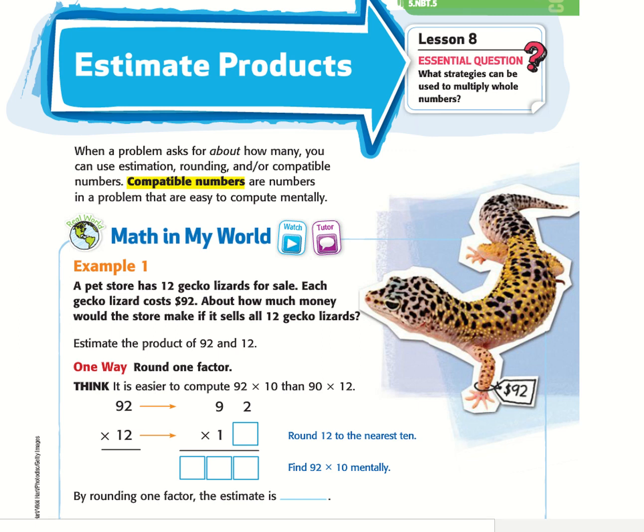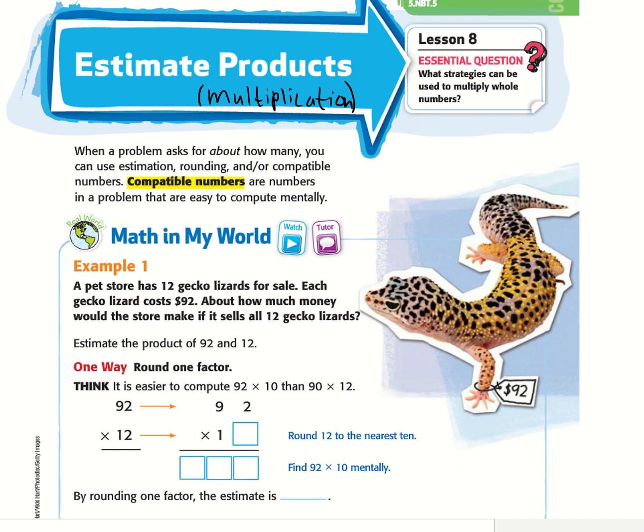This is estimating products. And just a reminder, the term products is the answer of a multiplication problem. So we will be dealing with multiplication. Always remember, product is multiplication.